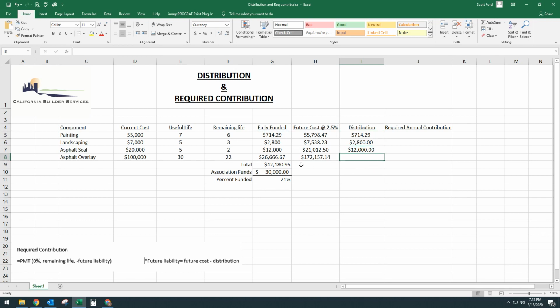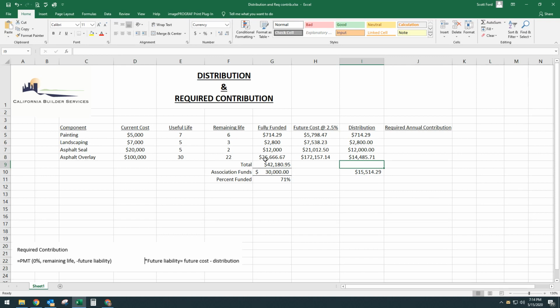Okay, and last, and this one's where we're going to run out of money. This is going to be 26,000 for asphalt overlay. That's not due for 22 years. So we need to know how much we have left. We've already distributed 15,500 to these three. We want the additional funds left over to go into asphalt overlay. So this distribution won't be equal to the fully funded amount. It's going to be equals the association funds minus what we've already distributed in the other items.